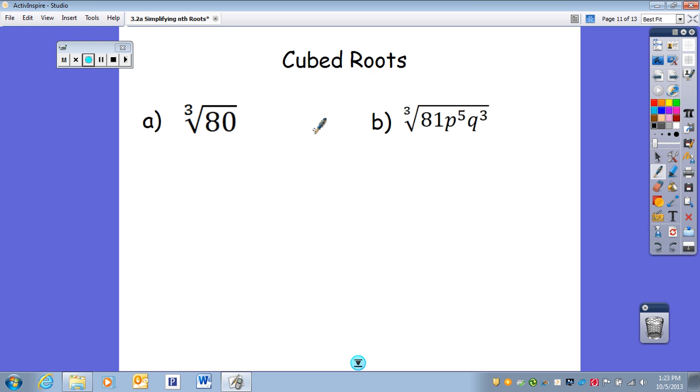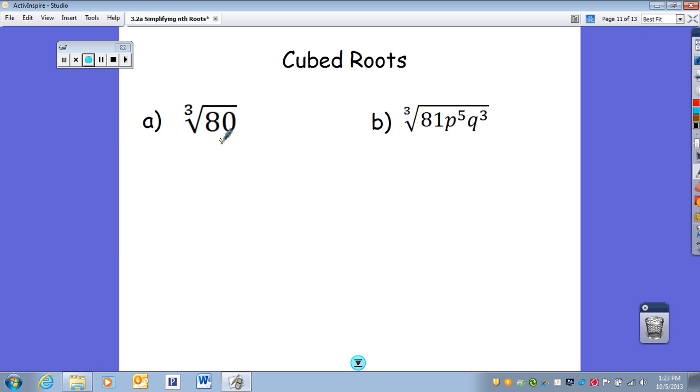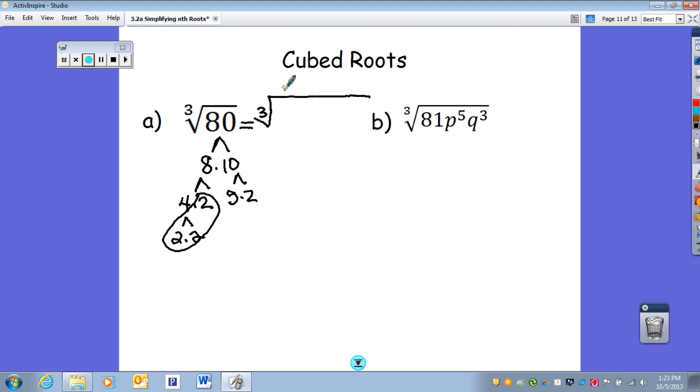Let's take a look. So for example, we have the cube root of 80. So we want to make a factor tree for 80. So 8 times 10 would work. And then we have 4 times 2 for 8 and 2 times 2 for 4. And then we have 5 times 2 for 10. So we want to rewrite our radical, our cube root, in triples, groups of 3. So notice I have 3 2's, so that's going to be 2 to the third power. And then we have a 5 and a 2.